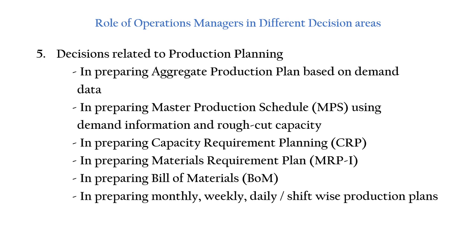It uses the demand information as well as the rough cut capacity plans. And using the rough cut capacity plan, we can prepare the capacity requirement planning. That means how many machines are required, of what capacities, how many employees are required with different skill sets, and so on. Then the next one is the materials requirement plan. So MRP 1, the materials requirement plan, will determine the requirement of different materials to make the products as per the master production schedule, and the quantities and when, how much, and where the materials are required.